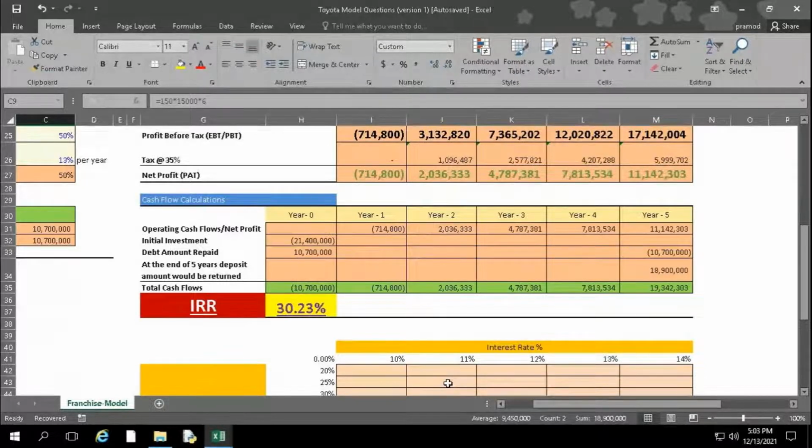Sir, to calculate total cash flows, sum of all the years' values. How, sir? Equals sum, and select these cash flows. Yes, sir.